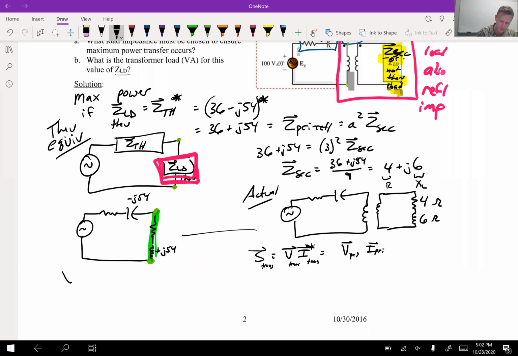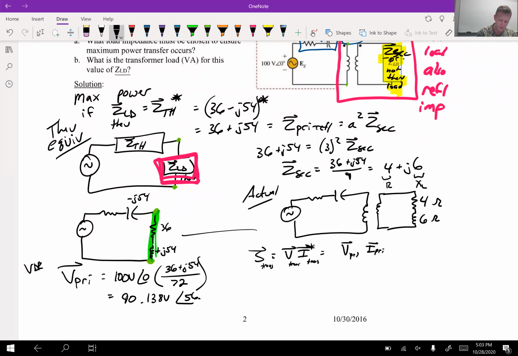So I'm going to use my V primary, and this is back kind of just Thevenin and simple series circuits. I'm going to use VDR to solve for that. And so the V primary is 100 volts, angle 0. And what I have up top is I want to know my 36 plus J54. And then on the bottom, my J54s cancel out, and I'm just left with 72, right? If this is my total inside of that little series circuit, that V primary comes out to 90.138 volts, angle 56.3 degrees.